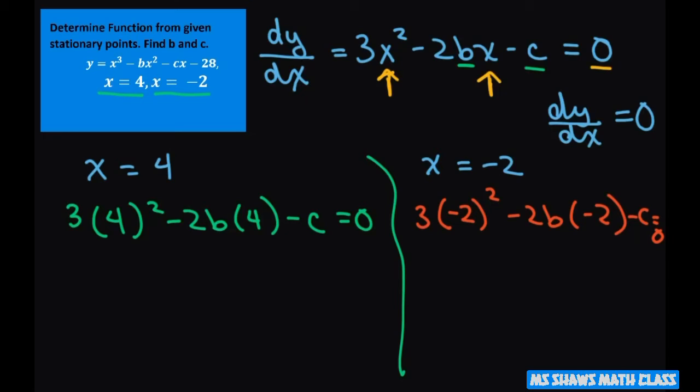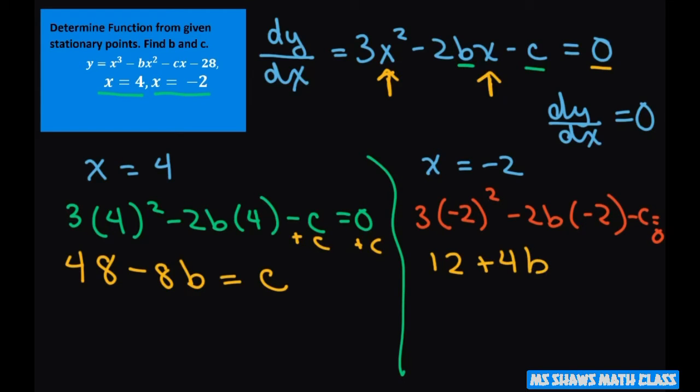All right, let's straighten this up a bit. This is going to be 48 minus 8b, and I'm going to add c to both sides here. So that's going to equal c. And on this side, we're going to get 12 plus 4b, and again, I'm going to add c to both sides here. So that gives you c.